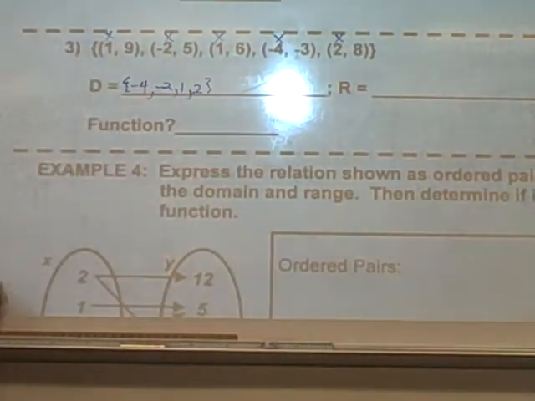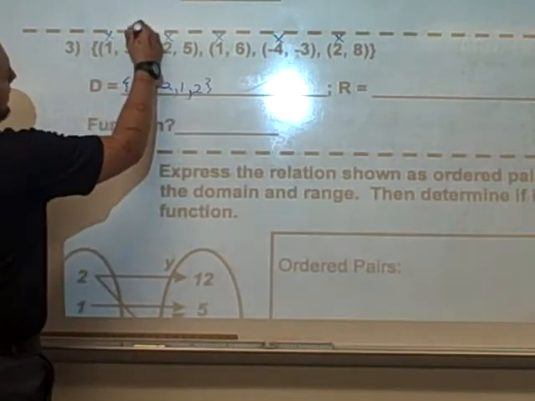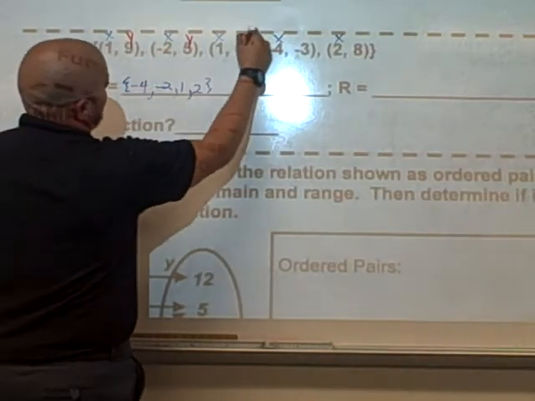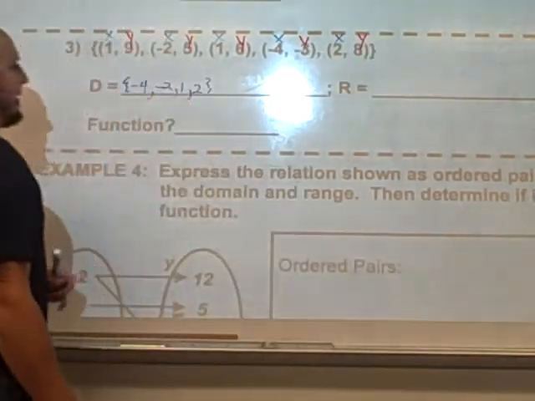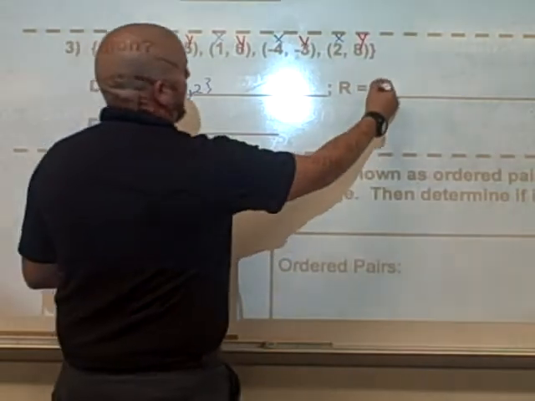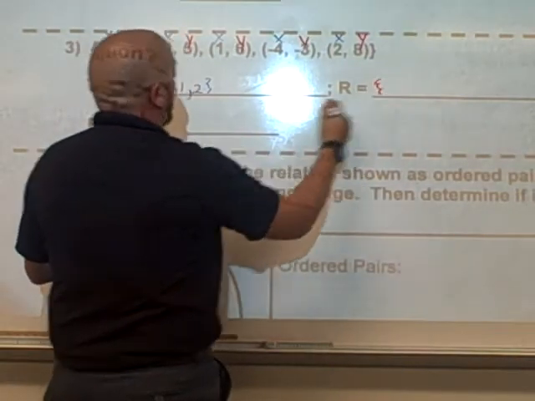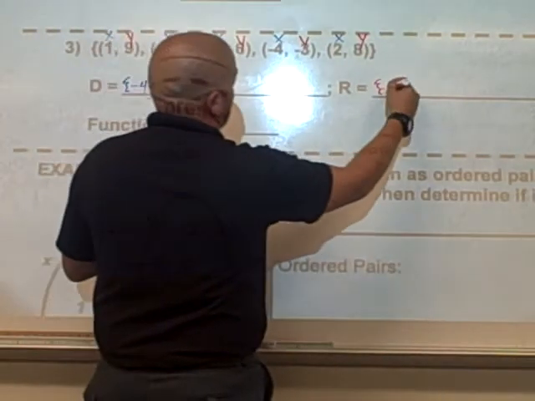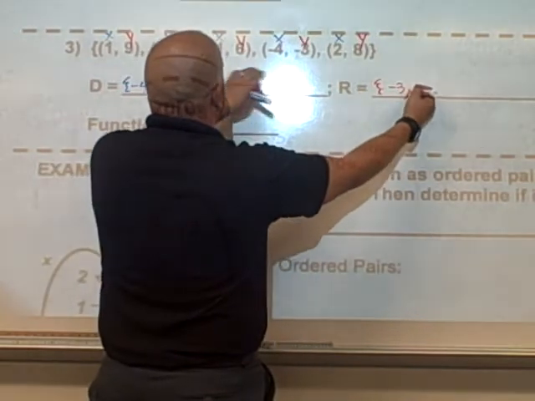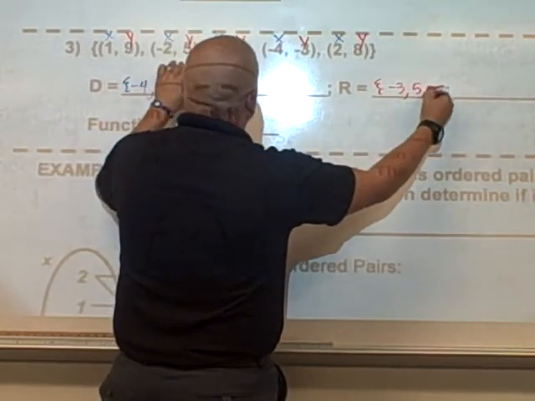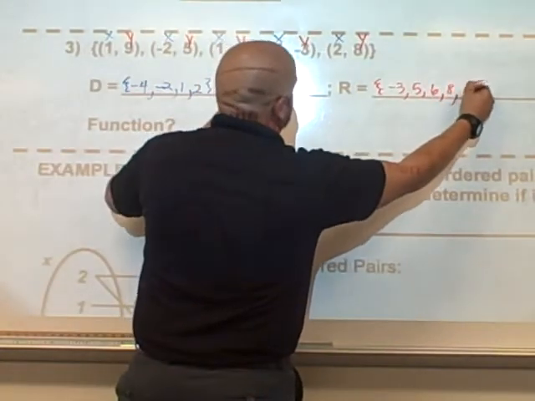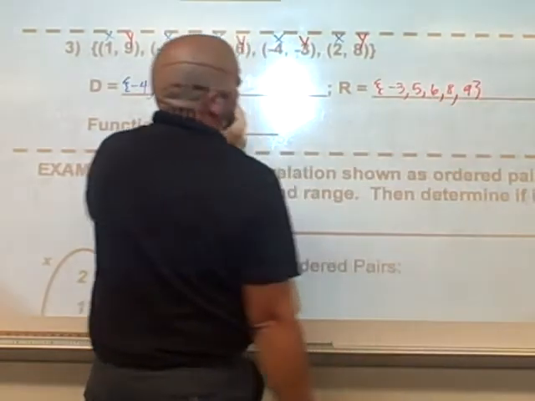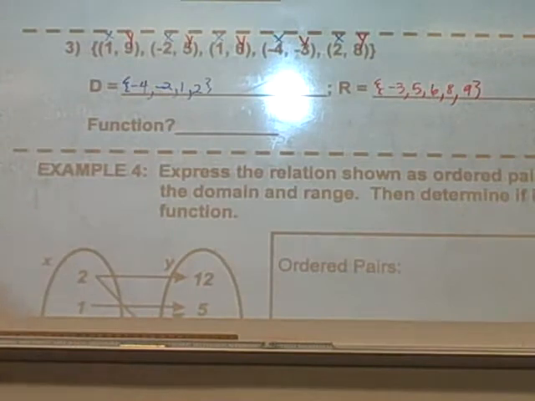That's my domain. My range is all my y values. I have a 9, a 5, a 6, -3, and 8. Again, if I write this from least to greatest, my lowest one is -3. Then I have 5. Then I have 6. Then I have 8. And then I have 9. So there's my range, my domain and range.